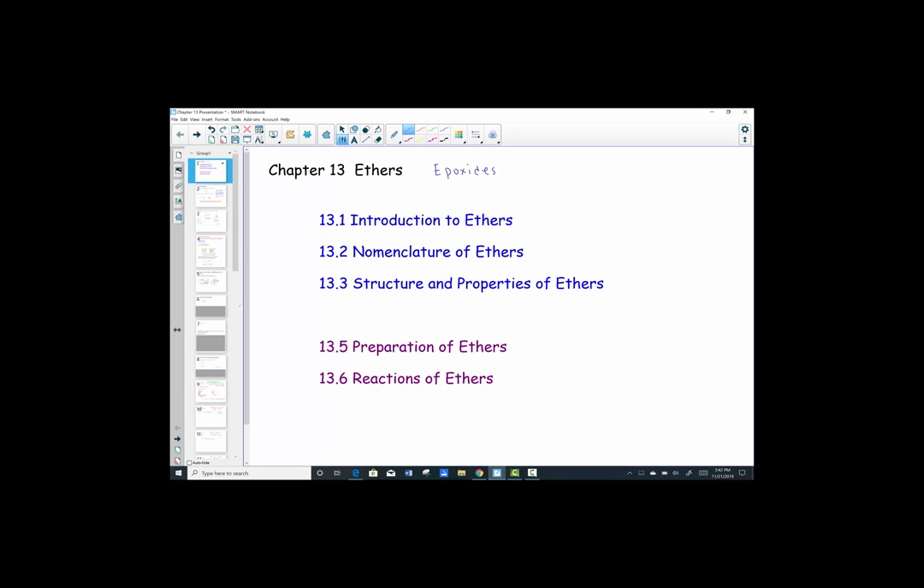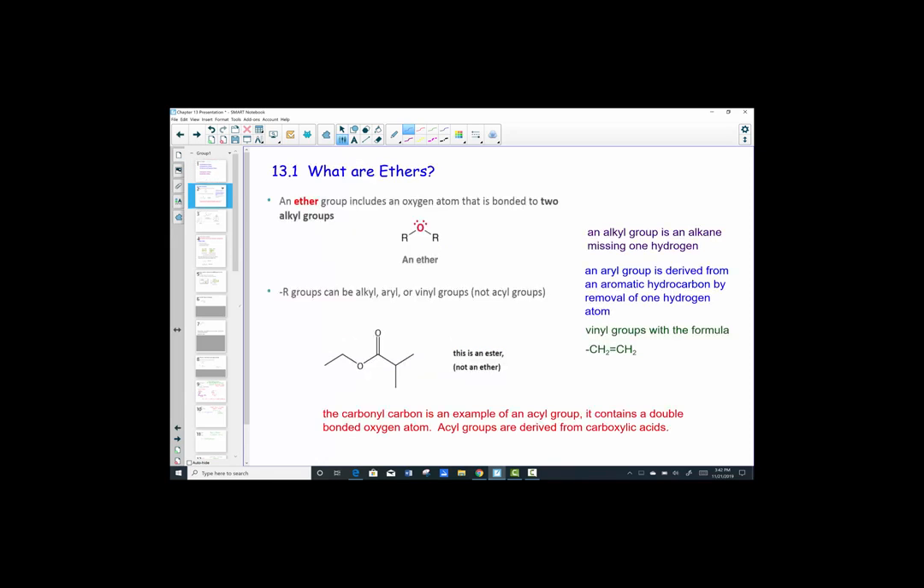There is a second video lesson in this chapter. We'll take a look at the preparation of ethers and reactions of ethers, rounding out our lessons. So, a two video chapter looking at what ethers are and how we name them, and then looking at some important related chemical reactions. So let's go ahead and get started with our first section.